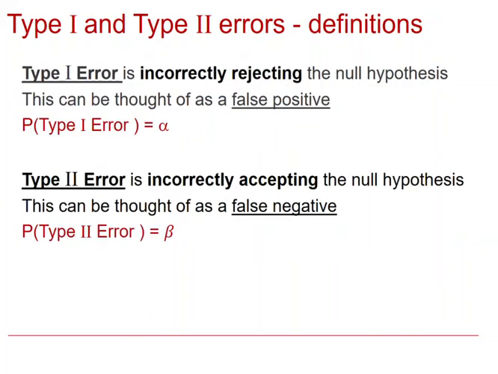A type 1 error is defined as incorrectly rejecting the null hypothesis, and the probability of a type 1 error is equal to alpha, the significance level of the test. A type 2 error is defined as incorrectly accepting the null hypothesis, and the probability of a type 2 error is denoted with beta. And a type 1 error can be regarded as a false positive, and a type 2 error as a false negative.